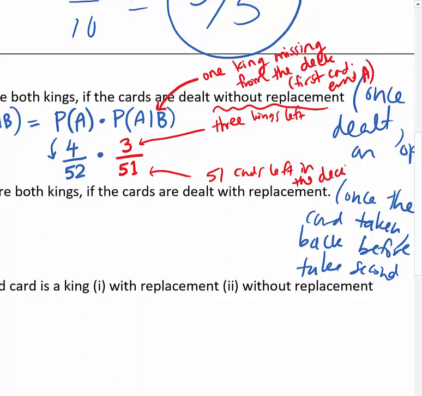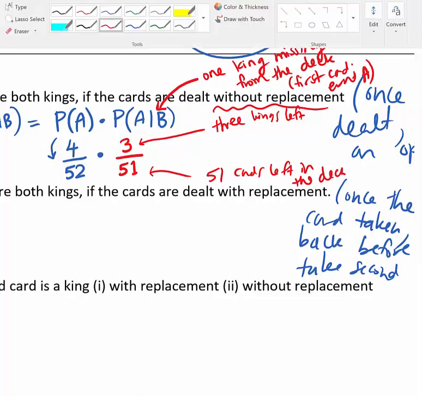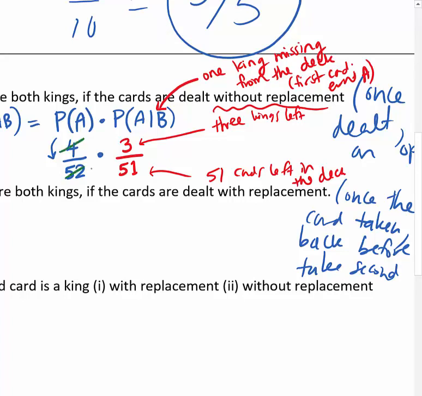I think 4 and 52 reduce. Let's see. Like 4 goes into 52 13 times. And I believe 3 goes into 51, let's see, 17 times? Is that right? Yeah. So you're left with 1 over 13 times 17 is 221. Wow. So you don't really have a very good shot, right? 1 out of 221 shot of getting 2 kings, so not great. Don't expect that to happen, right?